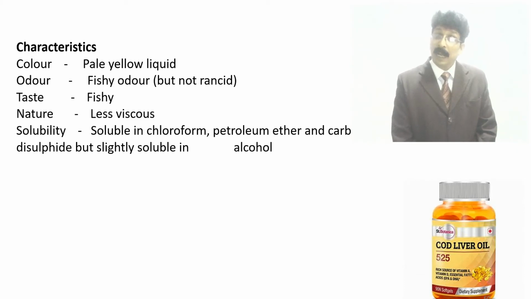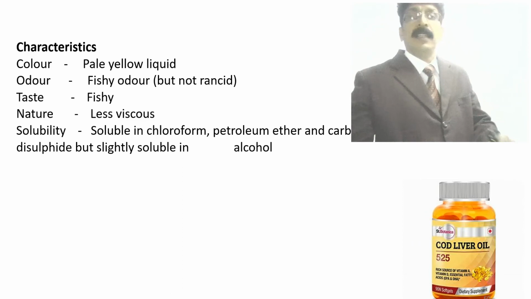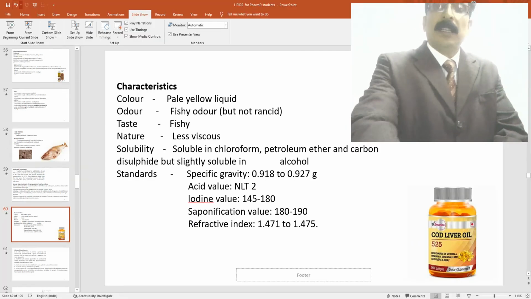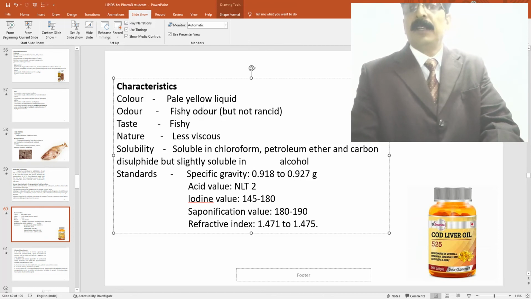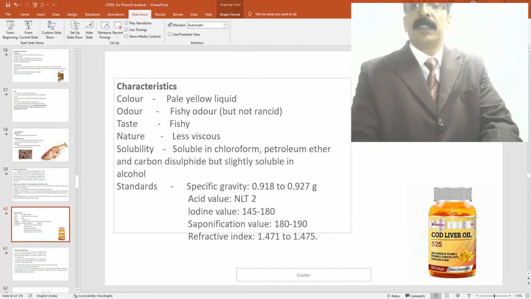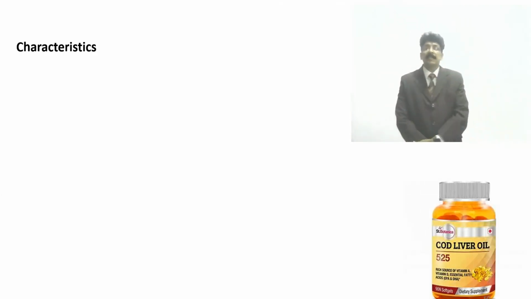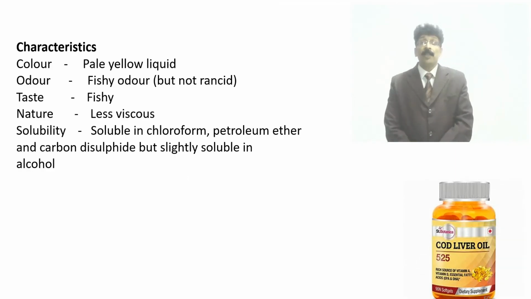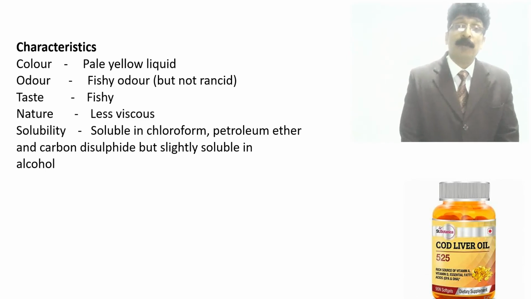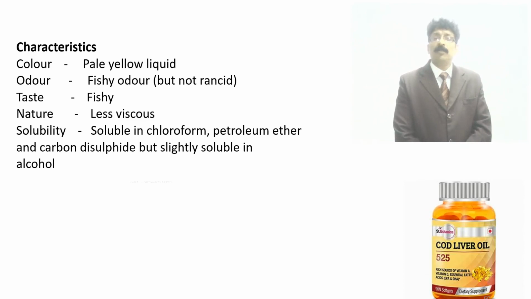Not carbon tetrachloride, it is carbon disulfide. It is slightly hidden in this place. Let me show, it is carbon disulfide. While reading, even I was telling it wrongly in one place. So we should know about its solubility. Soluble in chloroform, petroleum ether and carbon disulfide, but slightly soluble in alcohol.